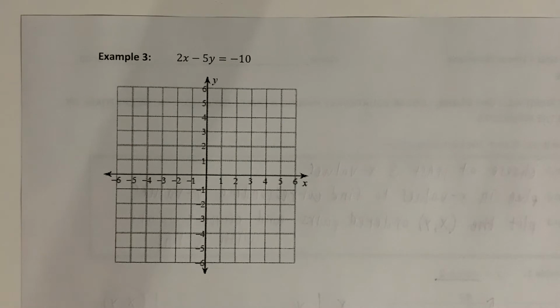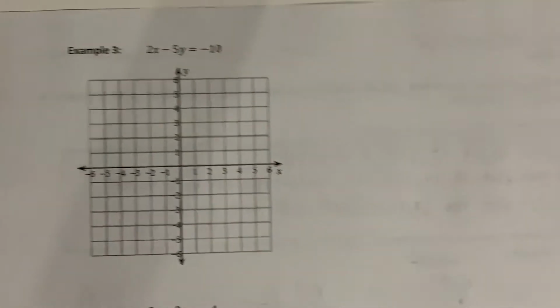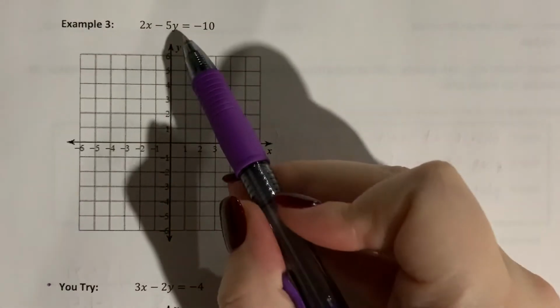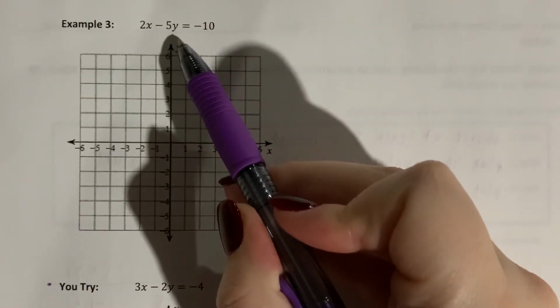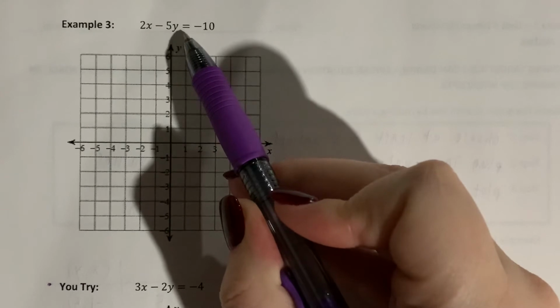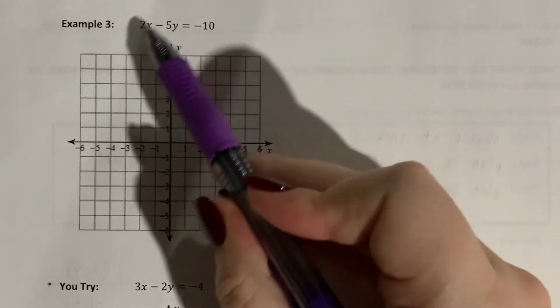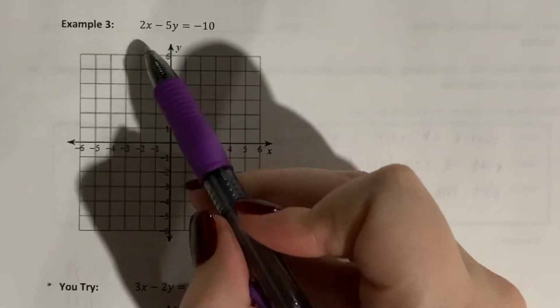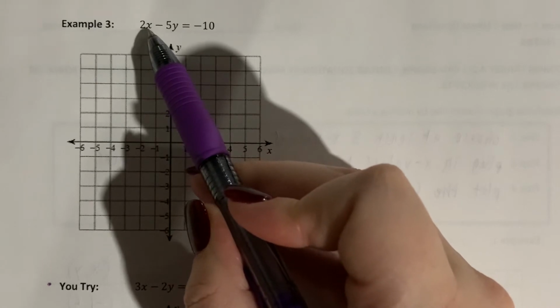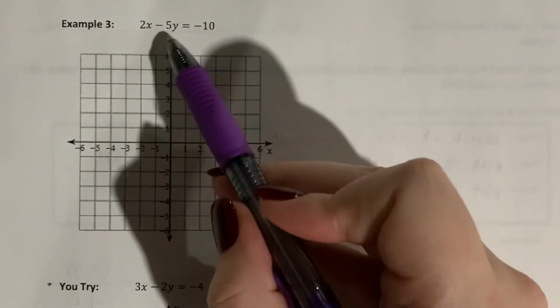And when you glance at example 3, this one looks a little bit different. The equation is not in slope-intercept form, right? This doesn't read y equals. So we need to get this to be in slope-intercept form, or else when we plug in X values, our equation isn't going to spit out what y equals.